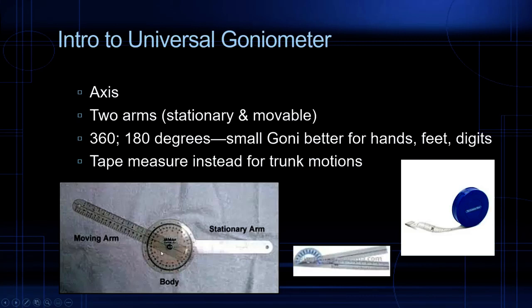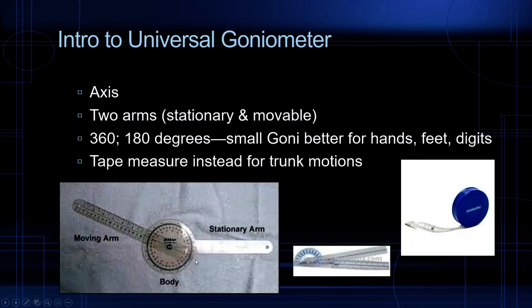Now, this one's 360 degrees, this one's 180 degrees. Keep in mind that you'll want to use an appropriately sized goniometer for whatever size joint you're working on. A smaller joint like an MCP joint or an MTP joint, even some of the wrist carpals, will want a smaller goniometer, and a bigger goniometer for hips and shoulders and that kind of stuff.